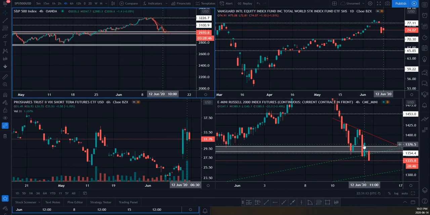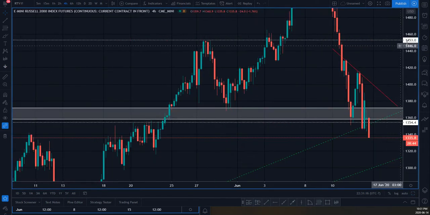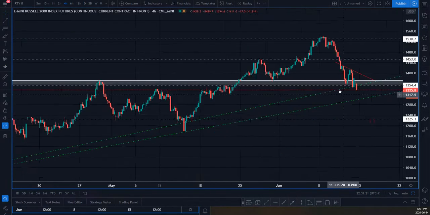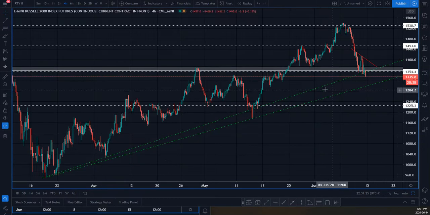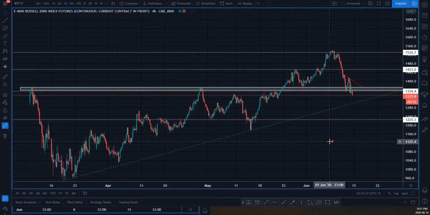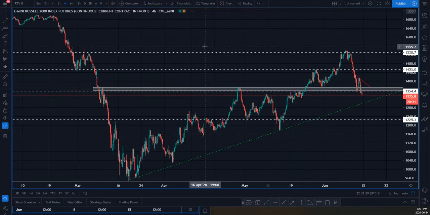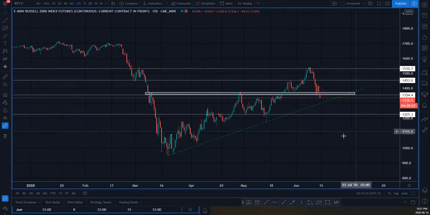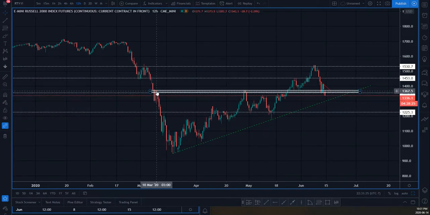Let's quickly look at the Russell 2000. Drop below a minor level and major level of support here. We got the ascending zone, which was a minor level, which we won't focus on too much. We'll mainly look at this key horizontal level that we can see. Let's just go to the 12-hour. And we can see it was a key level, previous level of resistance, turned to a new level of support multiple times, and now we're getting a drop below this zone.